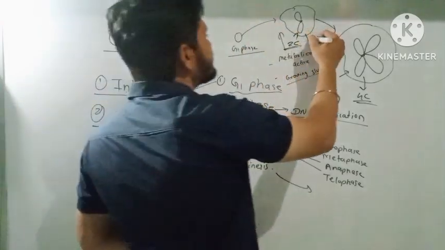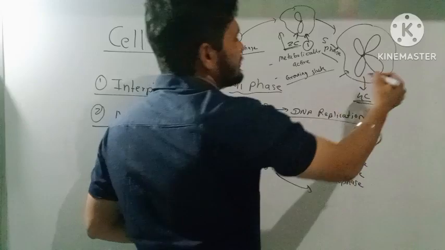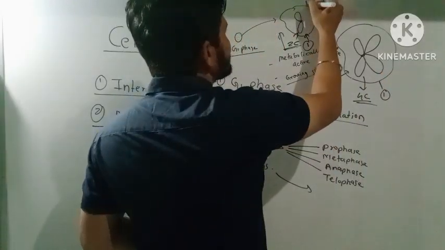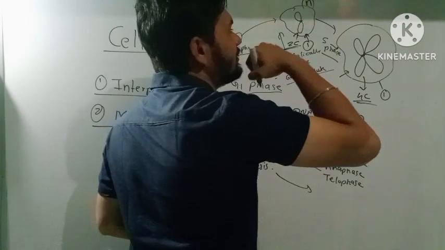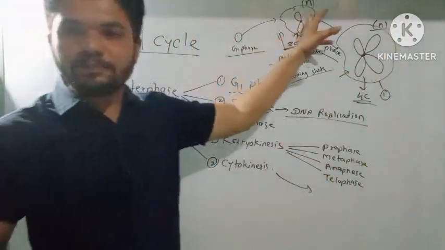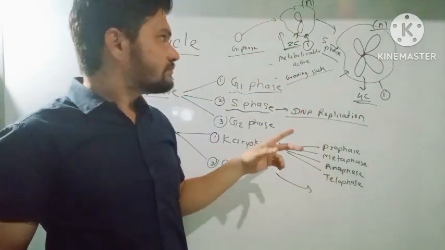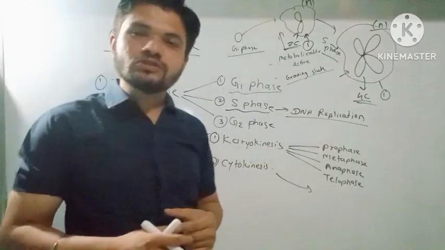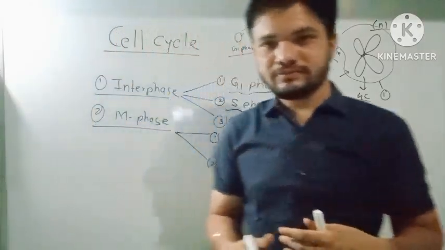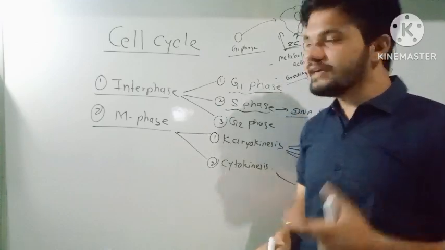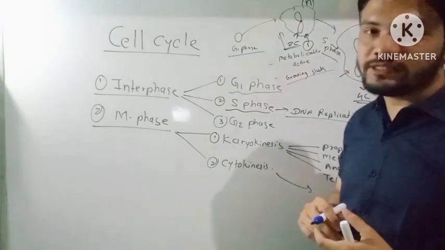So this is one chromosome, this is also one chromosome. This has the ploidy level and this also has the ploidy level, and this is a haploid cell. This will also be a haploid cell. The chromosome number is not getting doubled. Only the DNA content is doubled. That's the thing we have to notice here.